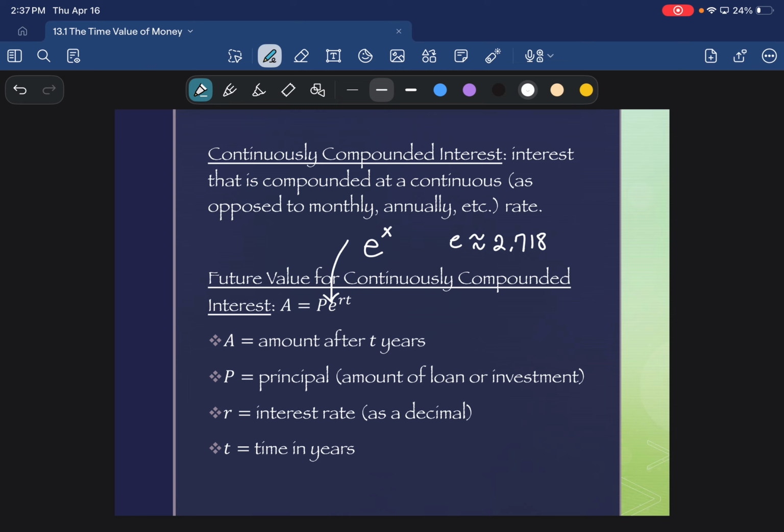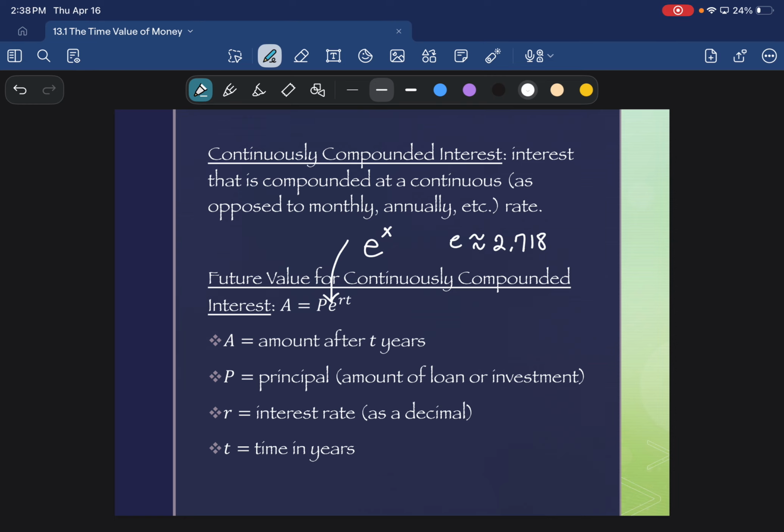Now, continuously compounded interest has an application, but it's not the application that's being described here. You cannot go out and find a bank account that's going to give you continuously compounded interest. That's not the application, okay? This is how it would work if it were, but that's not the application. So we'll get to the application in a moment. All the other letters are the same. A is the amount after 2 years, P is the principal, r is the rate as a decimal, and t is the time in years. All the rest of it's the same.